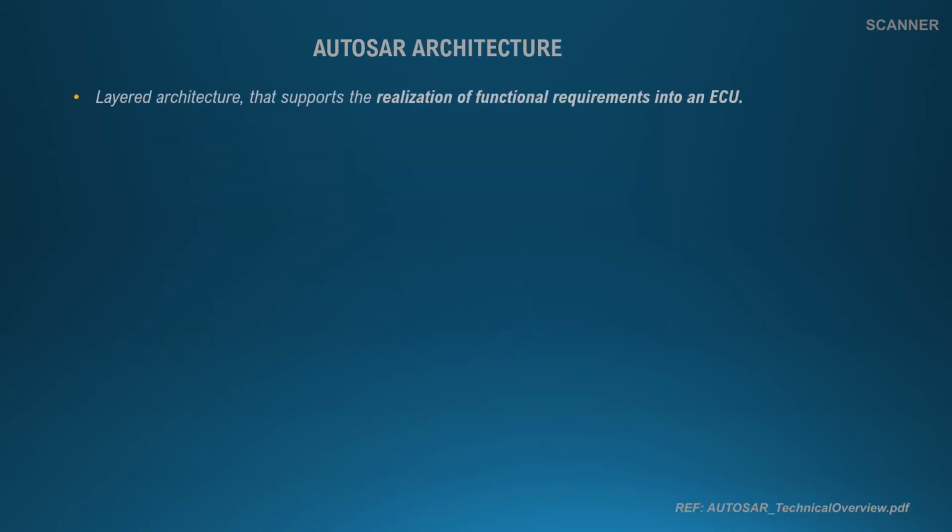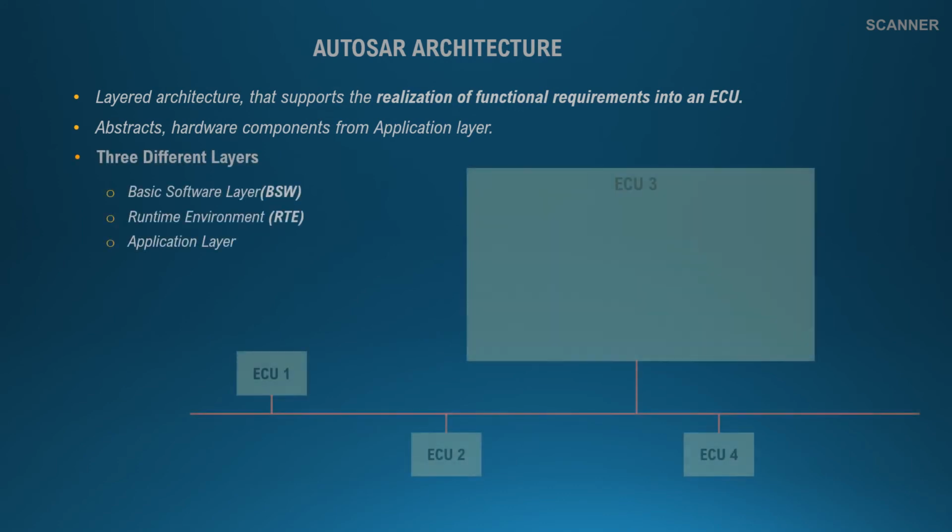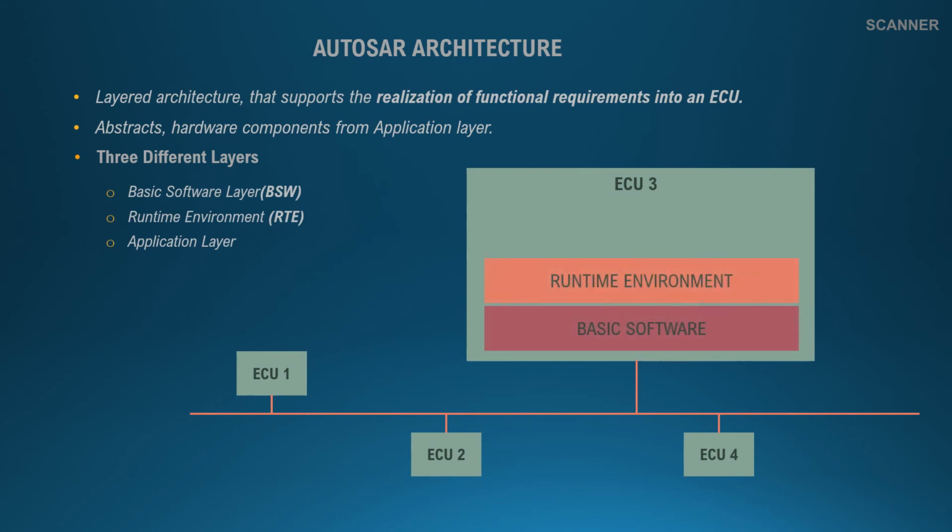The AUTOSAR software architecture is a layered architecture that supports the realization of functional requirements into an electronic control unit. The main goal of this layered architecture is to abstract hardware components from the application layer. The layered architecture consists of three different layers: basic software, runtime environment or RTE, and the application layer. Let us try to understand the basics of each layer.